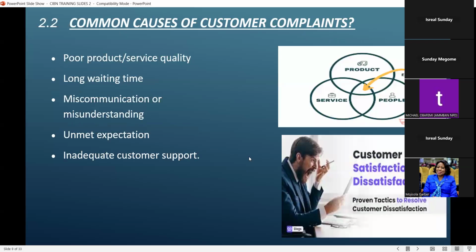Common causes of customers' complaint. What are the things that cause complaint? Poor product and service quality. In the service realm, you will hear that when a customer goes to the bank, they're always not having network. In fact, there are some banks in Nigeria that have changed their name to "No Network." That's a very bad thing.